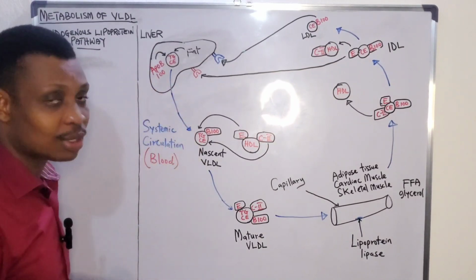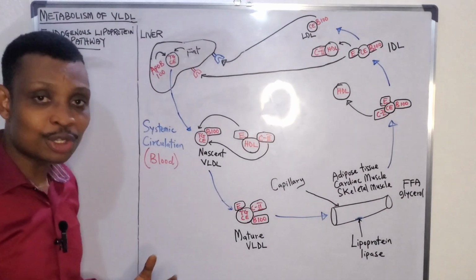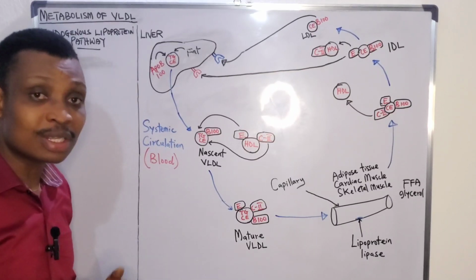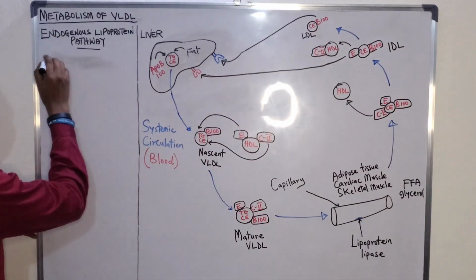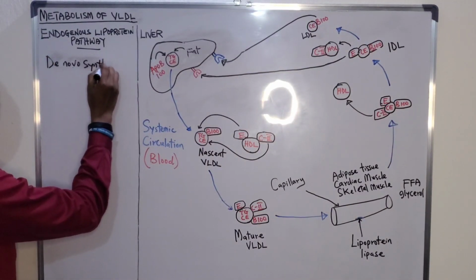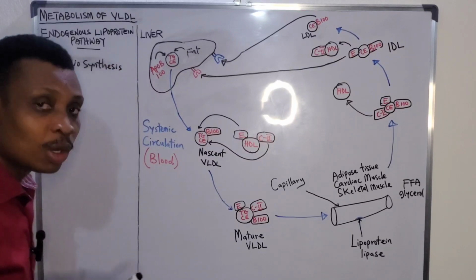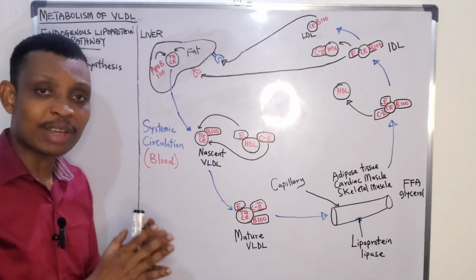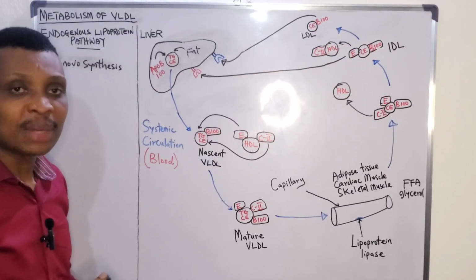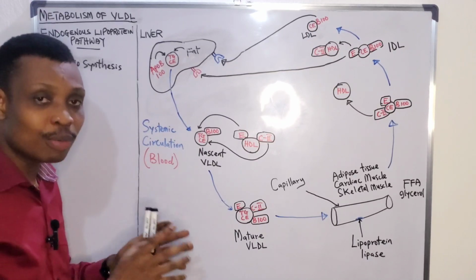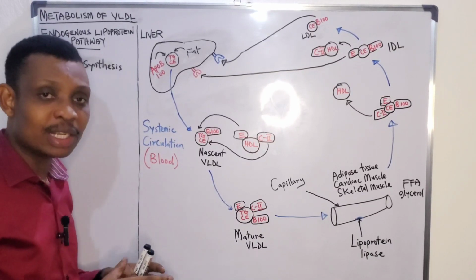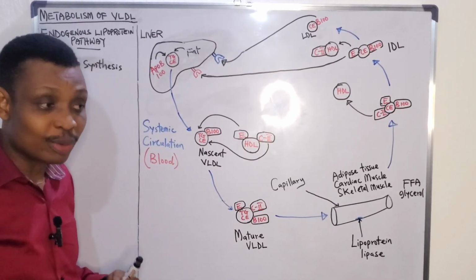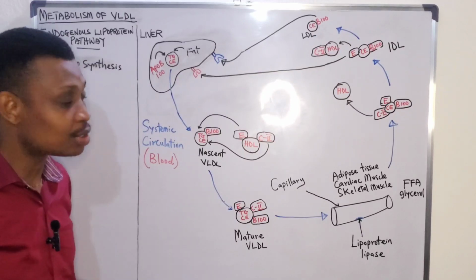So the hepatic cells, or the cells of the liver, function in synthesis of triglycerides, and that is called endogenous synthesis or de novo synthesis. Also, remember that when we talked about the metabolism of chylomicrons, we said that the chylomicron remnant was taken up by the liver, and then inside the liver it will be hydrolyzed, and then the contained cholesterol esters will be released into the liver cells.